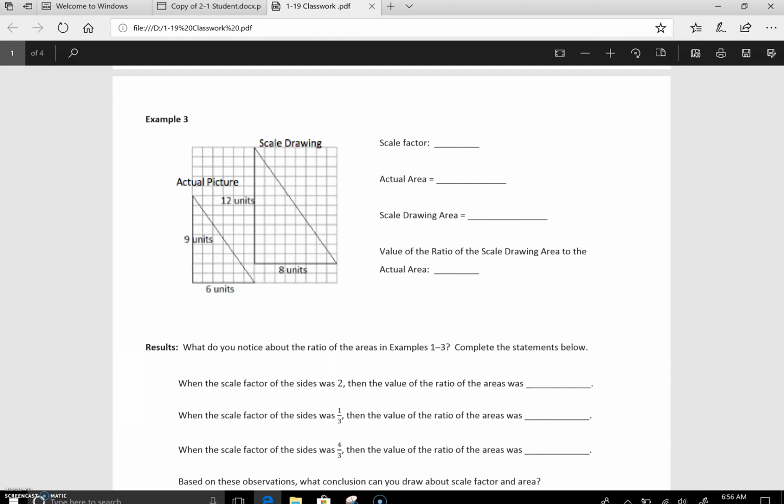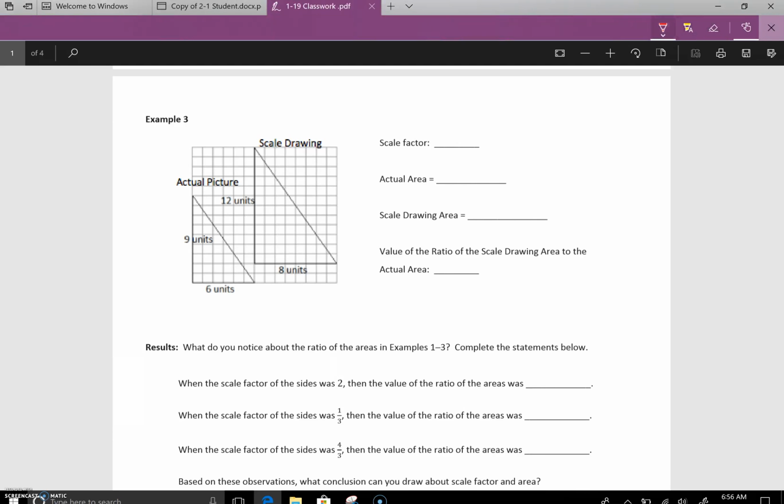Another example, in this one we're looking at triangles. Only difference here is triangles have a different area formula. When you're finding area of a triangle, it is 1/2 times base times height. But we'll still do everything else the same. So we'll do scale over actual.